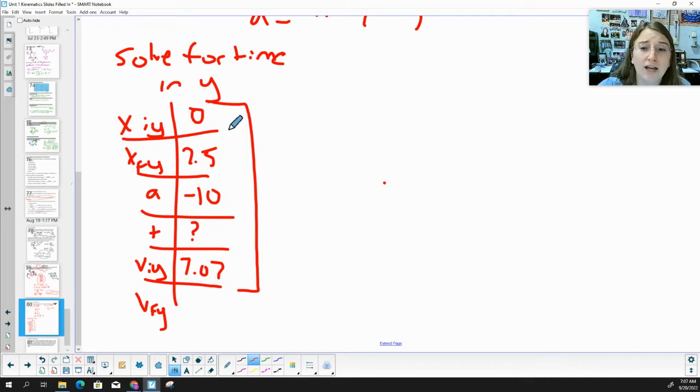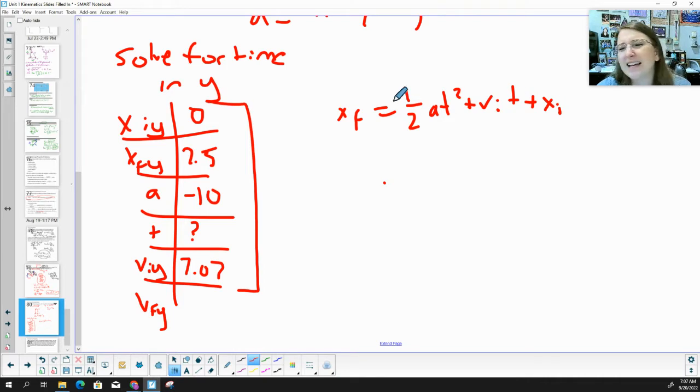Could solve for time this way, because what formula should we be using here in this case? You could use the position formula: x final equals 1/2 a t squared plus velocity initial t plus x initial. Take a second and go ahead and fill it in, and then I'm going to talk about why it's going to be a pain in the butt, and if I can recognize something else, I can solve for time differently.